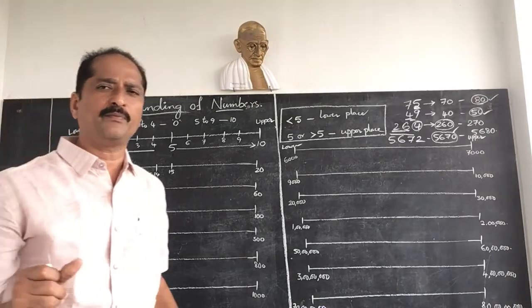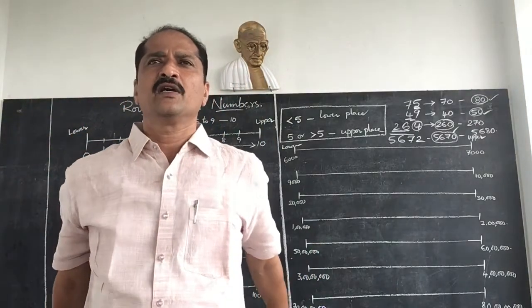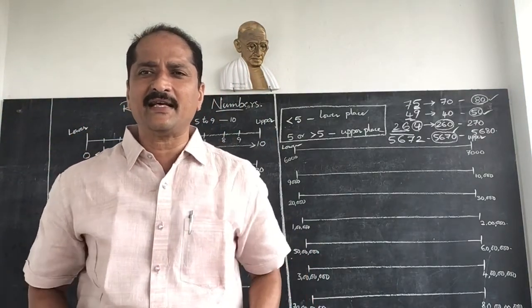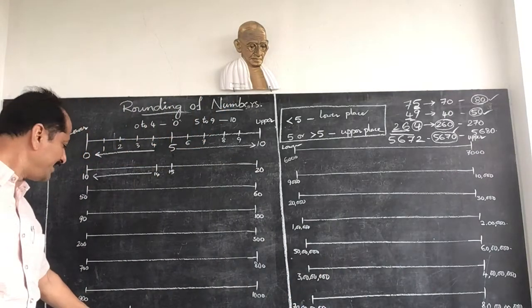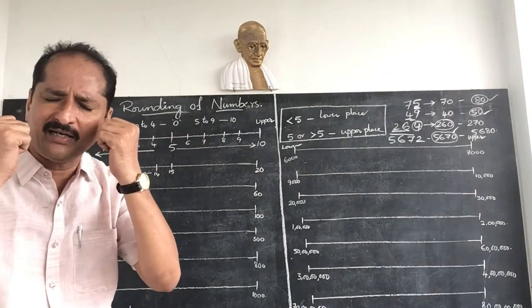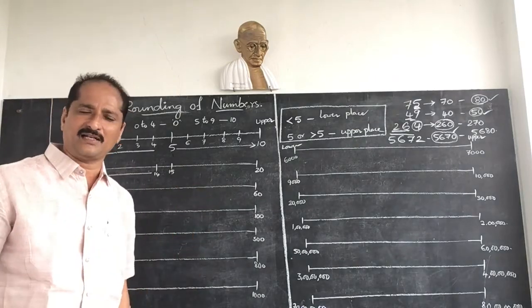For example, if 13 is given, round off 13 to the nearest tens place, that means 10. So 10. All the numbers from 5 to 14 should be rounded off to 10.